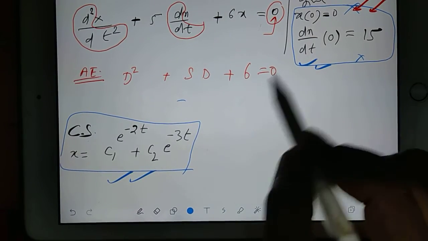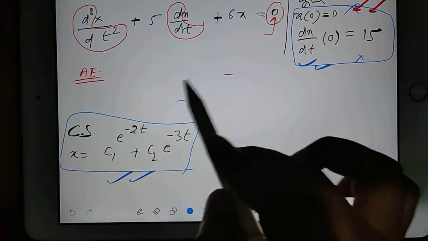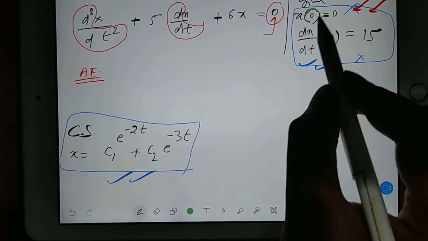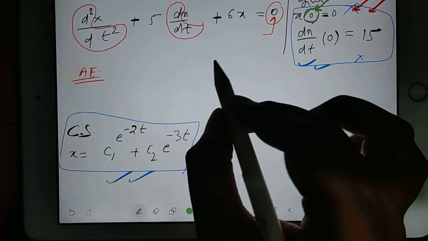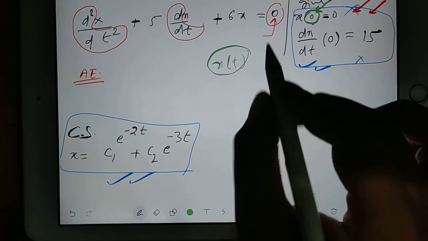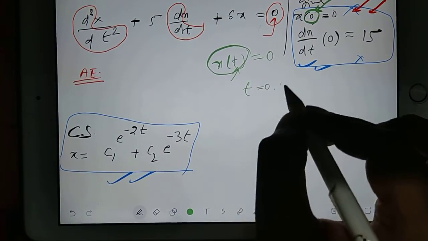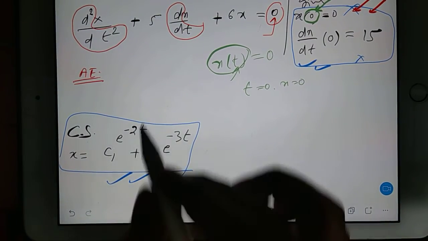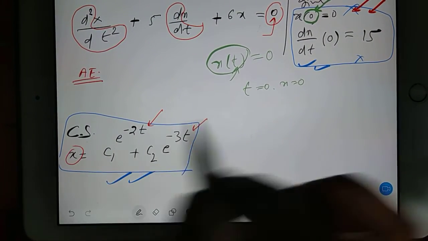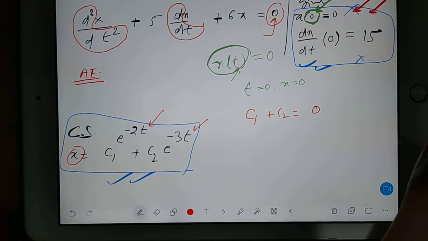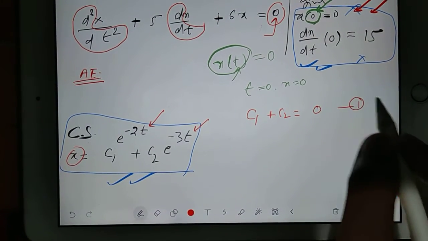So what will you do? See the condition. What are the conditions given? For x is equal to 0, you see here the bracket value is the t value. Why? Because x is a function of t this time. So that's why this is the t value, this is giving 0. So for t is equal to 0 and x is equal to 0, it means what? Substitute t here, so x will be 0. It means C1 plus C2 is equal to 0. Clear? This is equation 1.